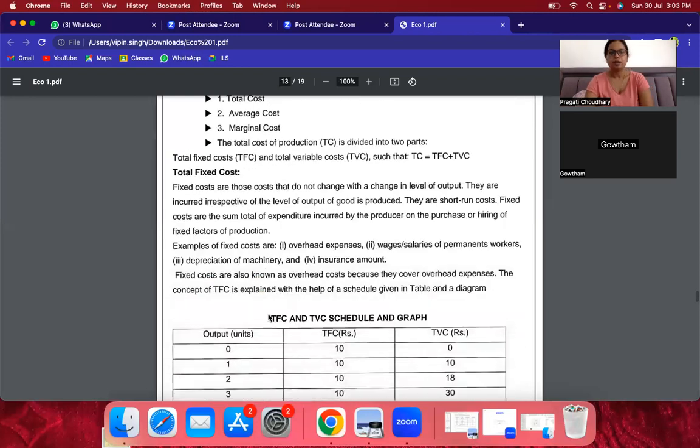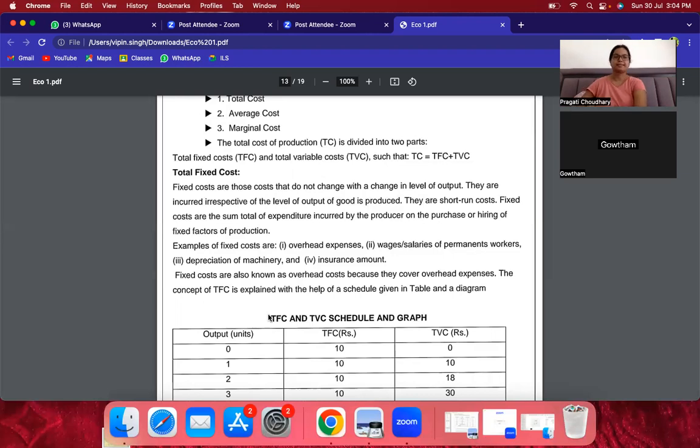And fixed costs are those costs that do not change with a change in the level of output, obviously. They are incurred irrespective of the level of output of goods produced. Obviously, you are not changing your demand for them based on the output you are producing. That is why they are called fixed costs. If you are able to change the demand for the fixed factor, then it will not be called a fixed factor. It will be called variable.